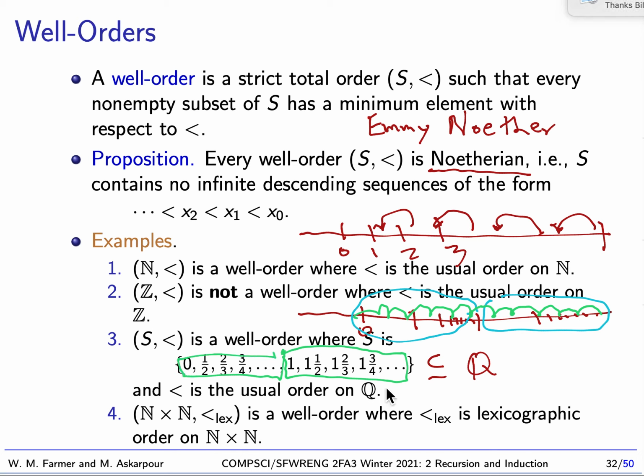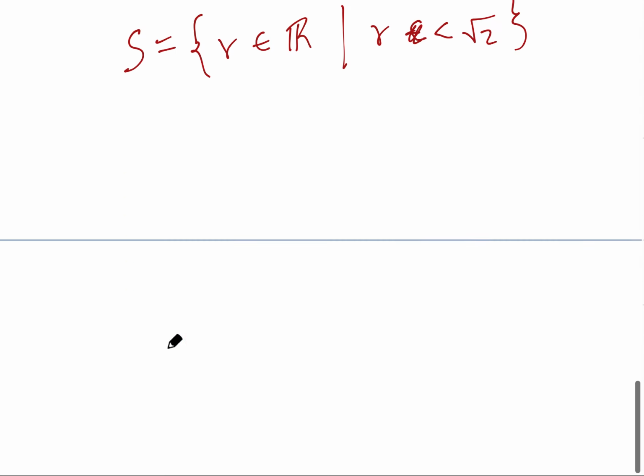Okay, the last example of a well order is pairs of natural numbers ordered lexicographically. So let me remind you what this means. Wait, I didn't write this down correctly. Sorry. What I really meant was this, where this is lexicographic order.